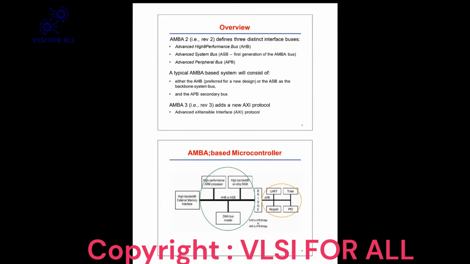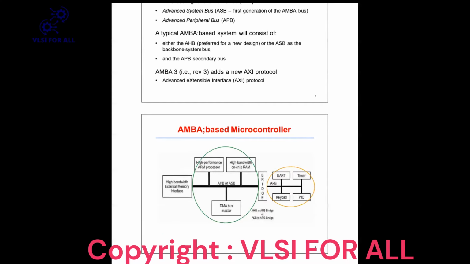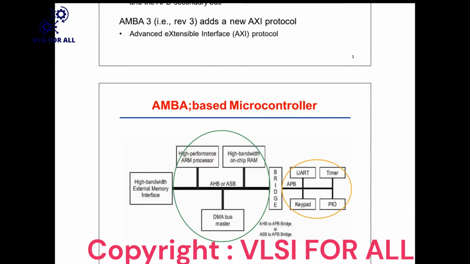And so actually this is the diagram, hope you people can see. See here, the bridge is in between. At the right side you will find the APB protocol, which is used for UART, timer, keypad, and PIO. These are all peripheral devices which work on low power. And at the left side, you will find the ARM processor, high bandwidth on-chip RAM, DMA bus master, and high bandwidth external memory interface. So on SoC level we have these functional blocks. We can call them subsystems also.